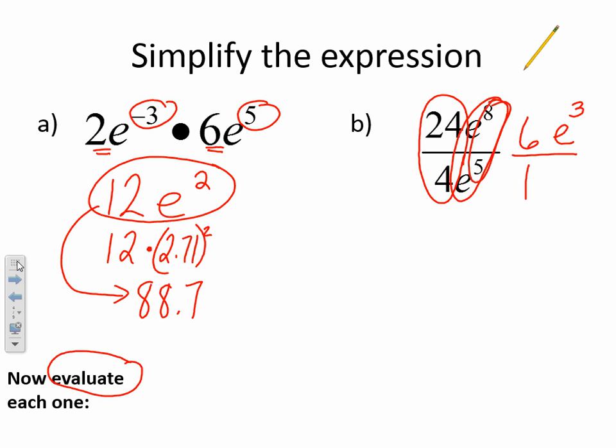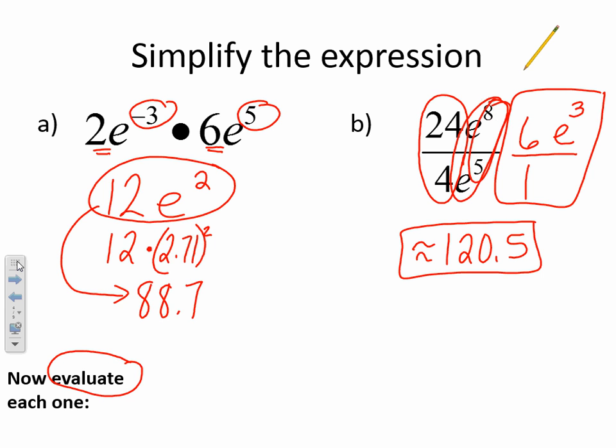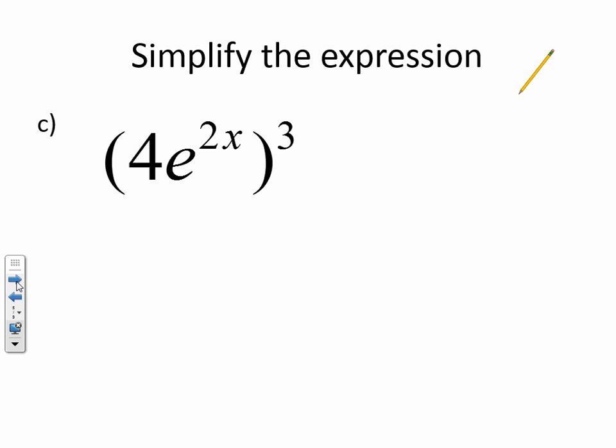Okay, let's do b here as well: 6e to the 3rd. So 6 times e raised to the 3rd power in my calculator gives me 120.5. So approximately 120.5 is the decimal approximation. This is the simplified answer. So we can work with e just like we work with anything else.